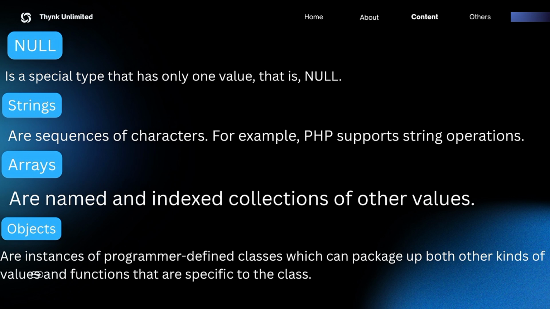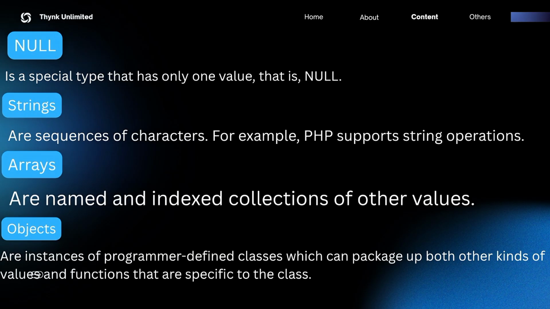In this example, the Car class defines a structure, and car1 becomes an object of that class. Objects allow developers to package both data and behavior together, making code easier to maintain and reuse, a key principle in object-oriented programming. Summary.